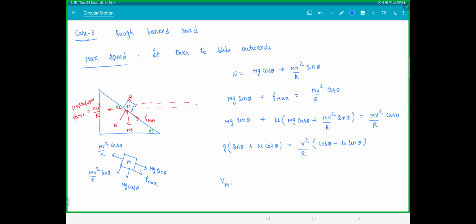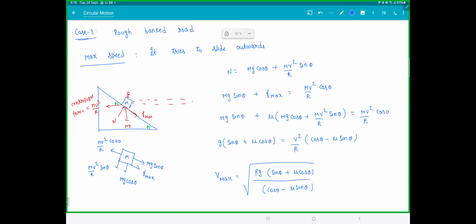So this is your maximum speed limit on this road, which is root over Rg times sine theta plus mu cos theta by cos theta minus mu sine theta. Check. I can also multiply this and divide by cos theta. So this will become tan theta plus mu by 1 minus mu tan theta.